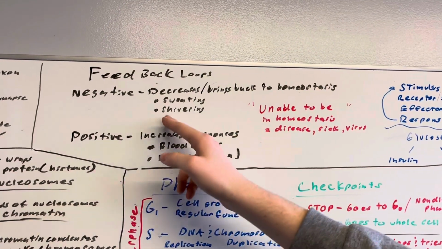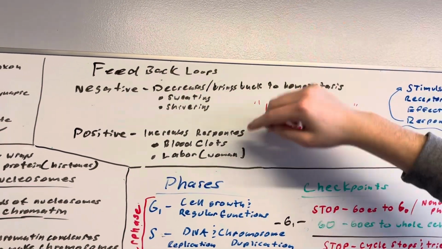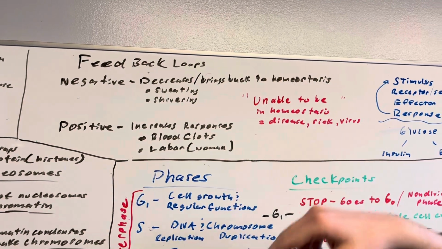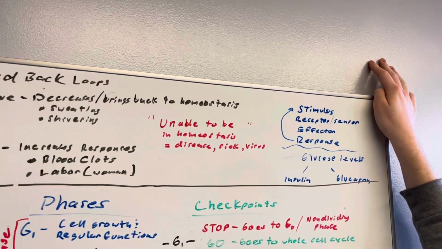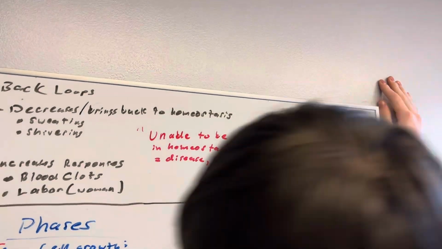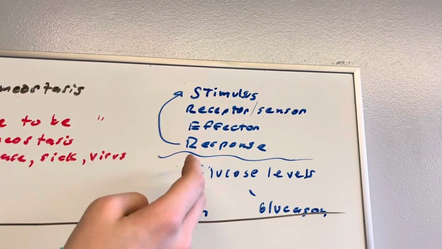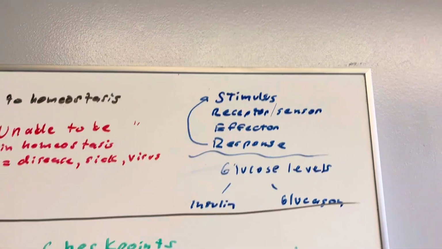Positive is the inverse. It increases the stimulus, so it increases the response. Some examples include blood clots and childbirth for women. You can't be in homeostasis when you're diseased, sick, or have a virus. And over here, you have another example. So you have stimulus, receptor, effector, and response. This is what I meant earlier.